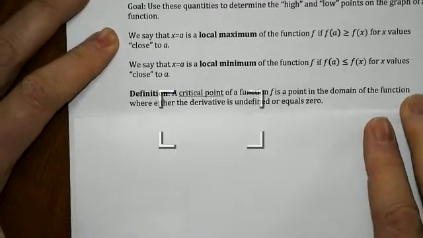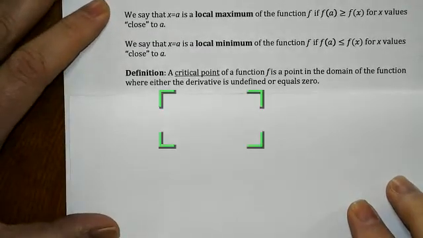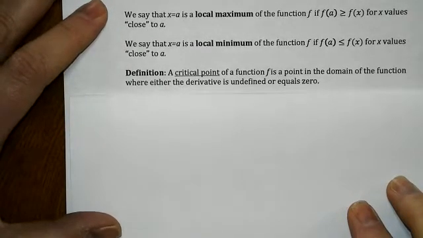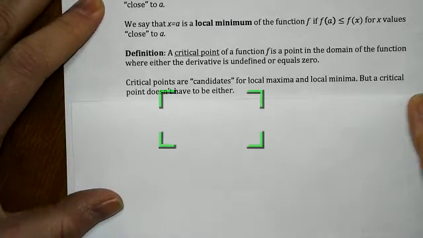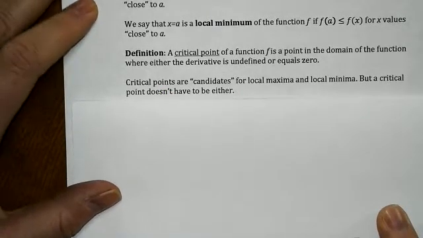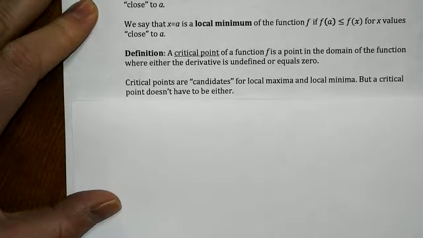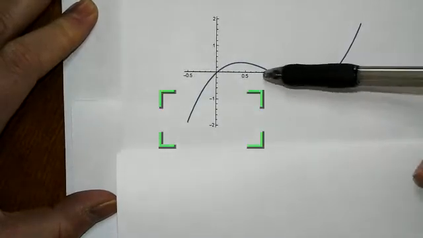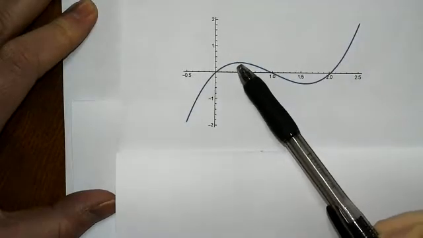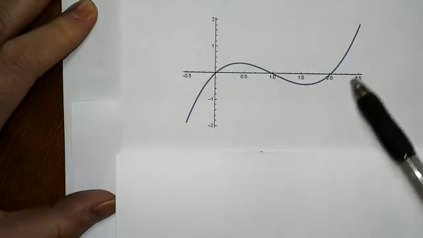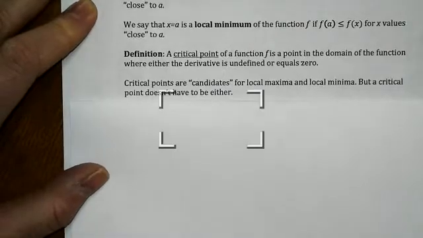So the first step in computing local maxima and local minima is to look at what we call critical points. A critical point of a function is a point in the domain of the function where either the derivative is undefined or equals 0. I should point out that critical points are going to be candidates for local maxima and local minima, but a critical point doesn't have to be either. So for example, in the previous picture, we have a critical point right around here where the derivative is 0, and a critical point right around here where the derivative is 0. This is a maximum and this is a minimum. In this case, each critical point is either a maximum or a minimum, but that doesn't always have to be the case.